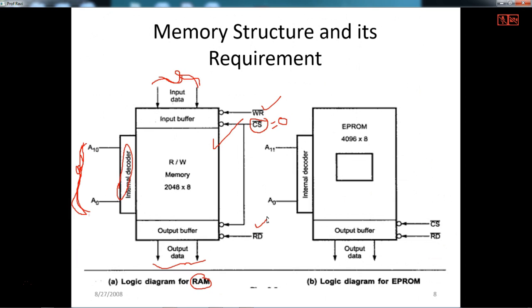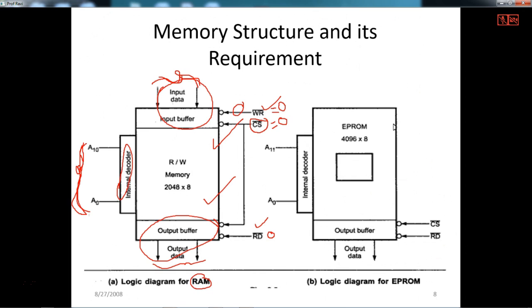Read bar is one more pin. When it goes low, a byte can be read from memory. And you can write into memory when write bar is low. These are related to the input buffer and input data pins, the output buffer and output data pins, and the internal decoder. So these are the details of the RAM structure. And coming to the EEPROM, using the 8086, you can only read.